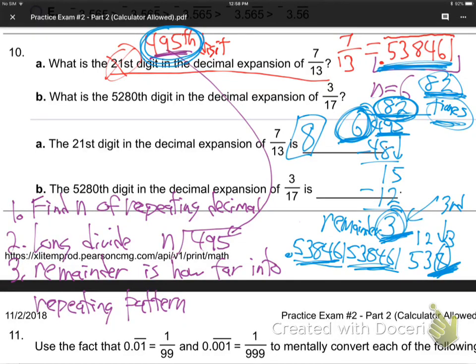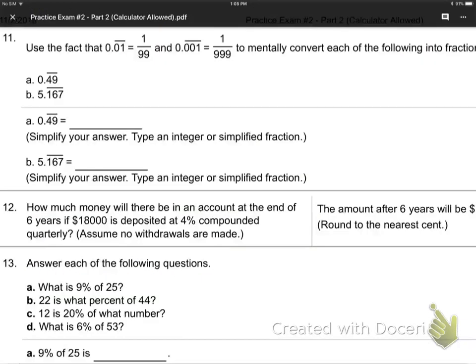Also, don't worry about part B. Just skip it. Don't worry about it at all. I won't count it against you. At the end of the semester, it won't count against you at all. Don't worry about part B.